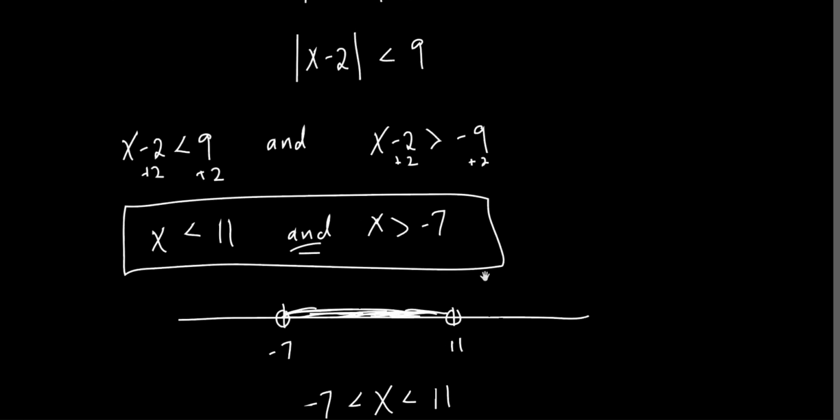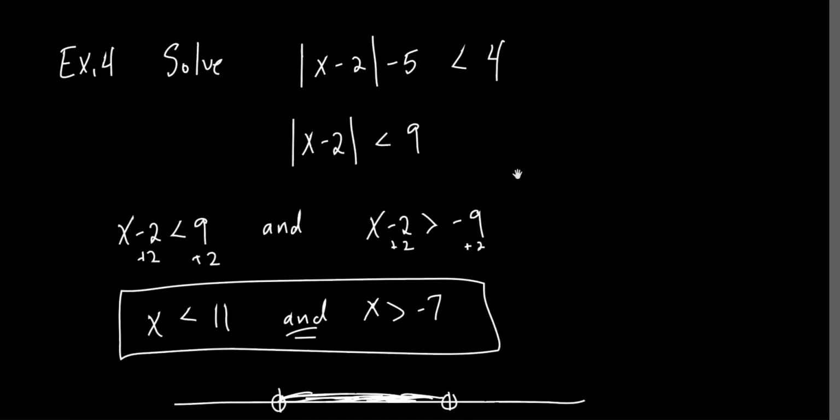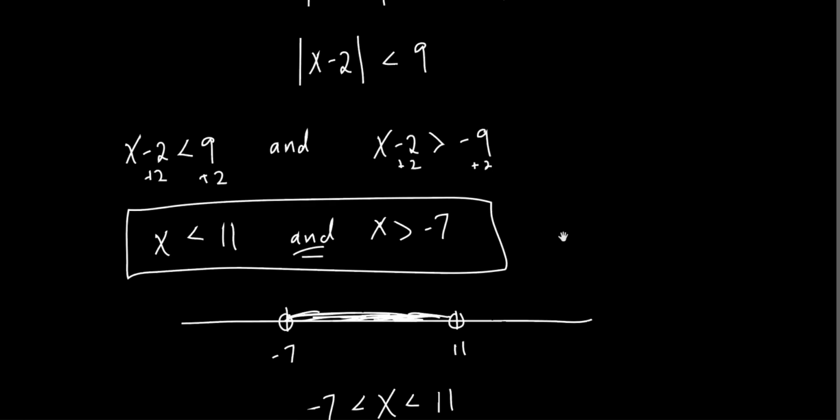Let's pick one. What's an easy number between negative 7 and positive 11? 0 would be an easy number. Let's see if it works. Put a 0 in for this. 0 minus 2 is negative 2. Absolute value is 2. 2 minus 5 is negative 3. Is negative 3 less than 4? Yes, it is.